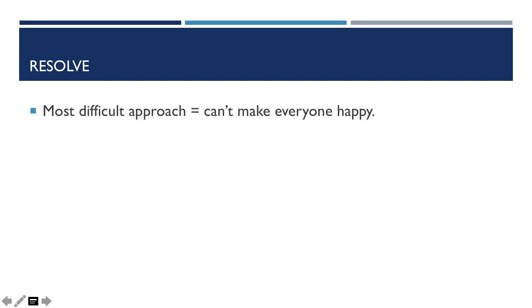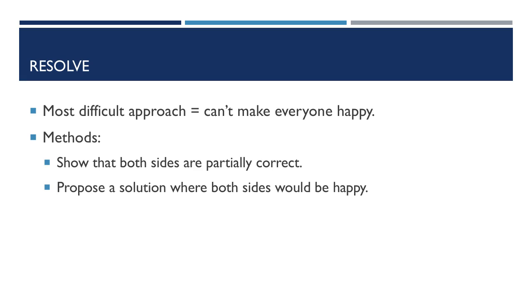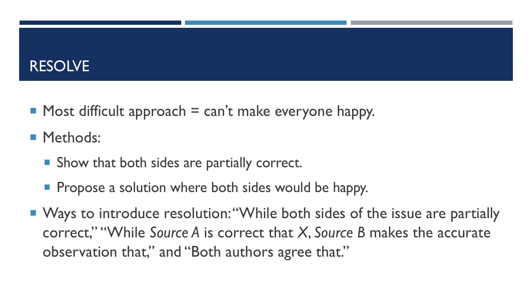If you're choosing to resolve, you are looking at the most difficult approach because you generally can't make everyone happy, otherwise usually there wouldn't be opposing sides to the argument. The method would be you could show both sides are partially correct, or you could propose a solution where both sides would be happy. Again, it's difficult to find that middle ground. Ways to introduce the resolution after you've established the counterargument would be to say phrases like, while both sides of the issue are partially correct, or while source A is correct that X, source B makes the accurate observation that, or both authors agree that, and so on.